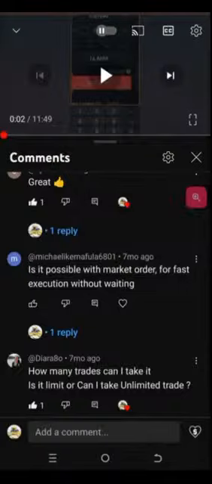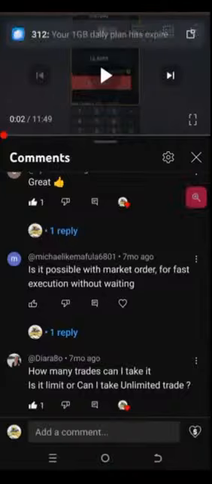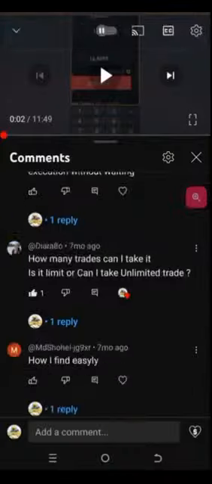Because if you set a sell limit, that's the exact amount of money you will get, right? But if you do a market order, you won't make that profit at all. What's going to happen is that it's going to be less, and then you're probably going to end up at a loss, okay? So I'll just take one more question.